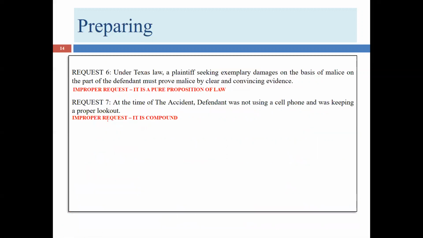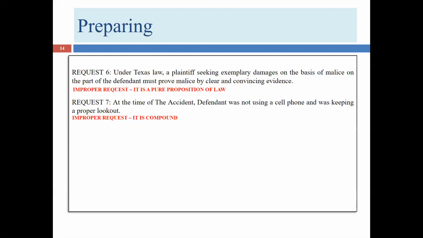We have 2 examples of requests that are improper. The first one is it's just going with the law, so it's not applying the law to the facts, but it's just looking at the law. Under Texas law, plaintiff seeking exemplary damages on the basis of malice on the part of the defendant must prove malice by clear and convincing evidence. This may be true, this may not be true, but you can see there's no application of this legal principle to the facts of our case. And so therefore it's not something that is appropriate for a request.